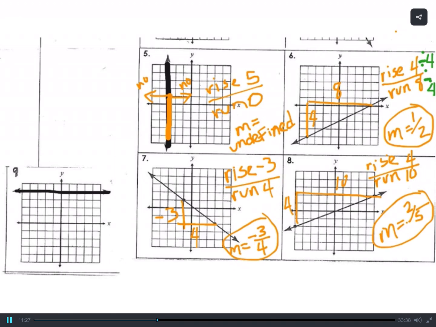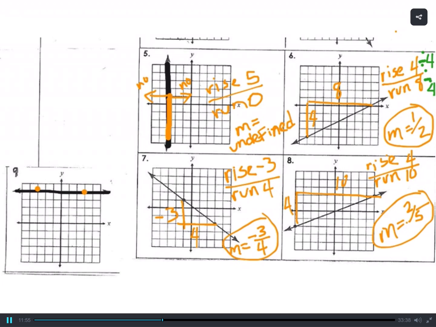Okay, so just think about numbers that are divisible by a number in common, and that's how we're going to reduce our fractions. Let's take a look at number 9. It's somewhat similar to number 5, except that it's not going up and down. And there's not 2 points identified on the line. So the first thing I'm going to do is just quickly identify 2 random points on that line. Okay? And then I am going to try to do my rise and my run and see how to get from one point to the other.